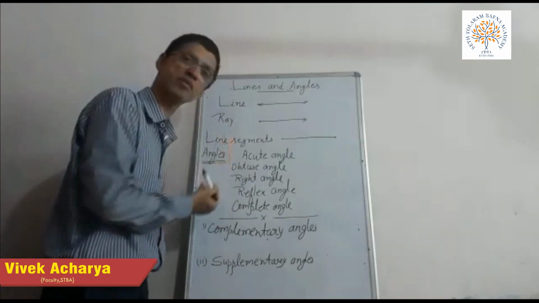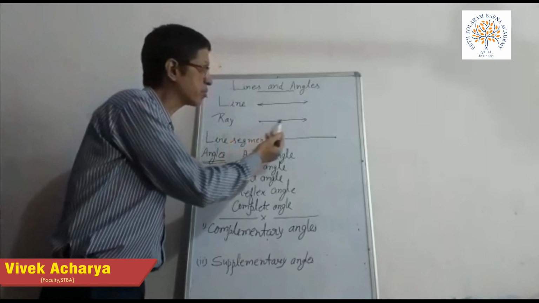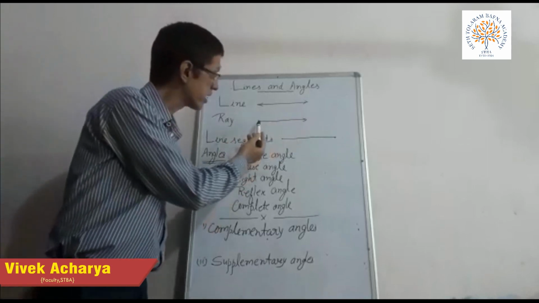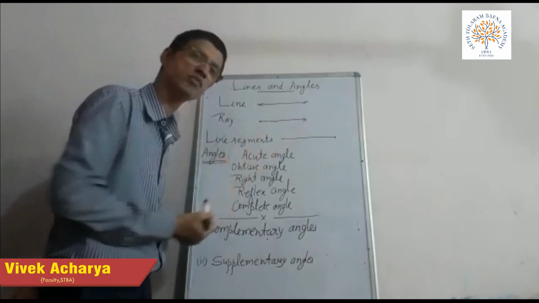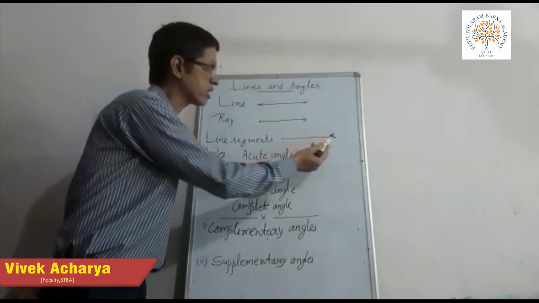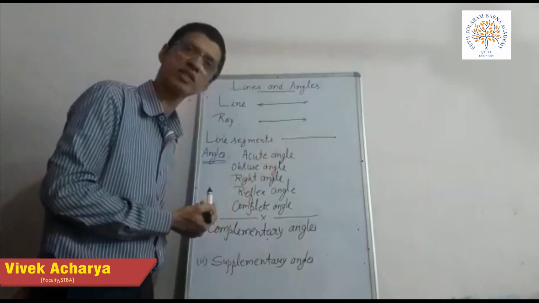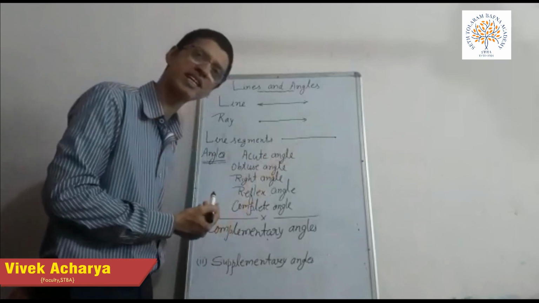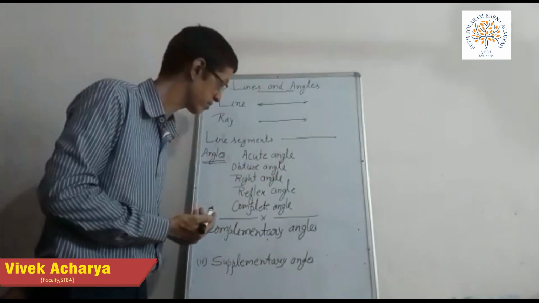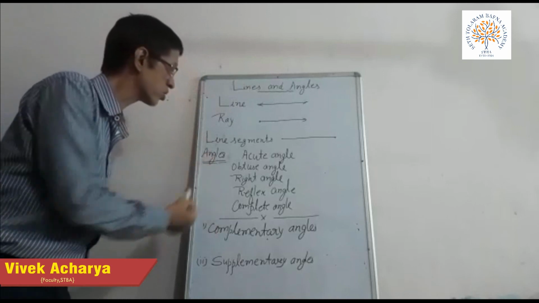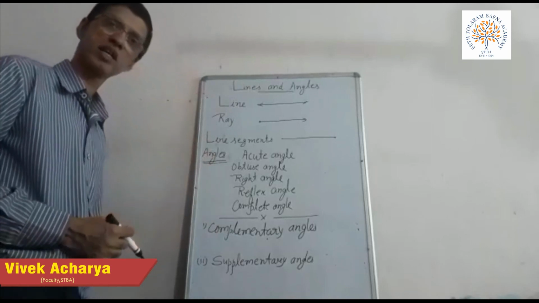Now, ray. A ray can be extended on only one side, and the third one is the line segment. It is closed on either side, so it cannot be extended on any side. Now children, just look at some angles.